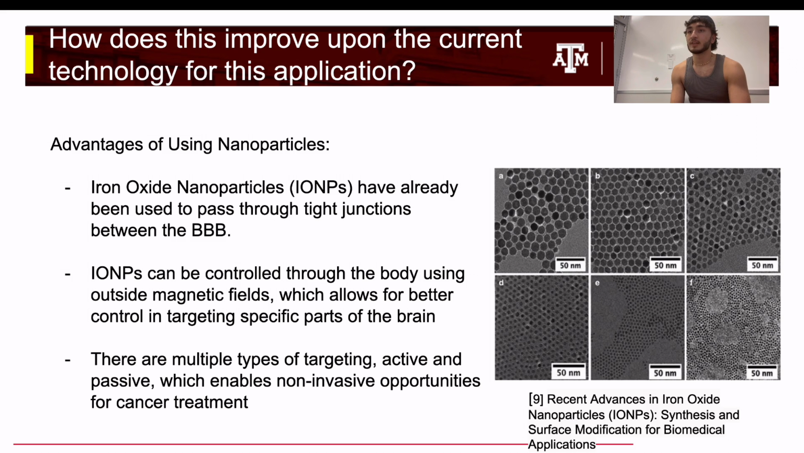The advantages of using nanoparticles today. Iron oxide nanoparticles, also known as IONPs, have already been used to pass through the tight junctions of the BBB. IONPs can be controlled through the body using outside magnetic fields, which allow for better control in targeting specific parts of the brain. There are multiple types of targeting, active and passive, which enable non-invasive opportunities for cancer treatment. There are pictures of the IONPs to the right.